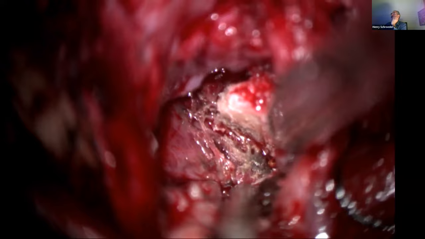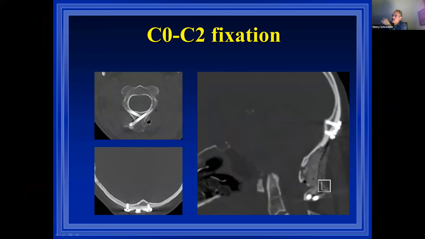And then we make a fixation. At that time, of course, because the condyle is involved, we have to fix the occiput to the cervical spine. And in this case, we had very nice lamina screws and could fix it to the occiput. And then we put here some bone replacement material in between to get a good bone fusion.